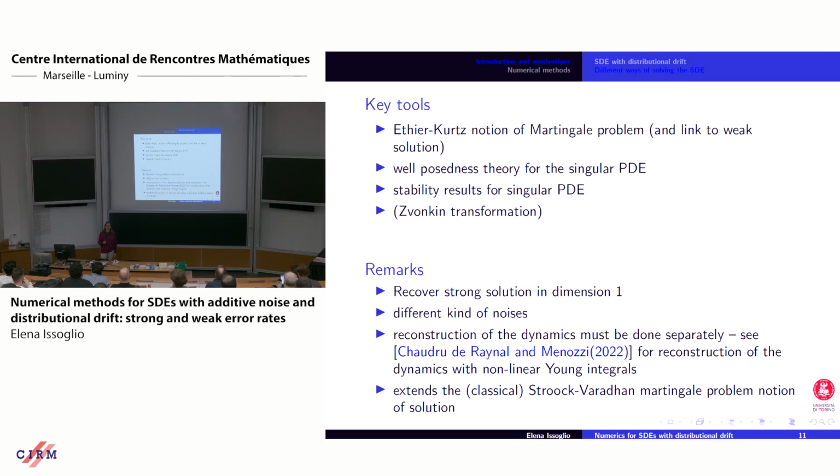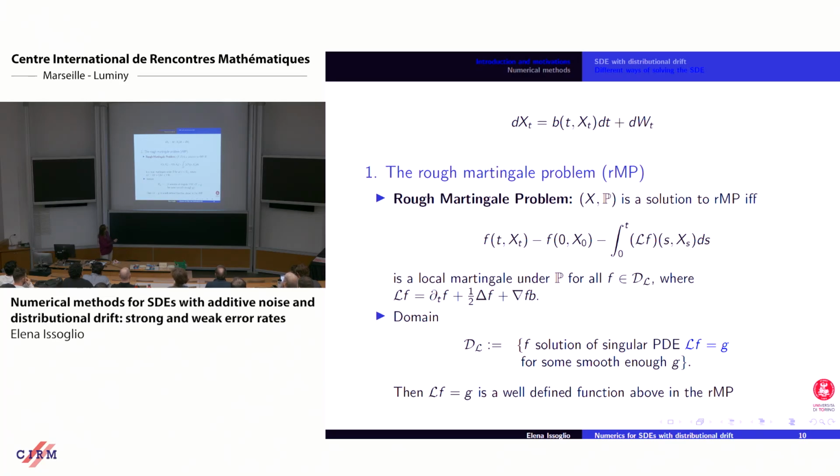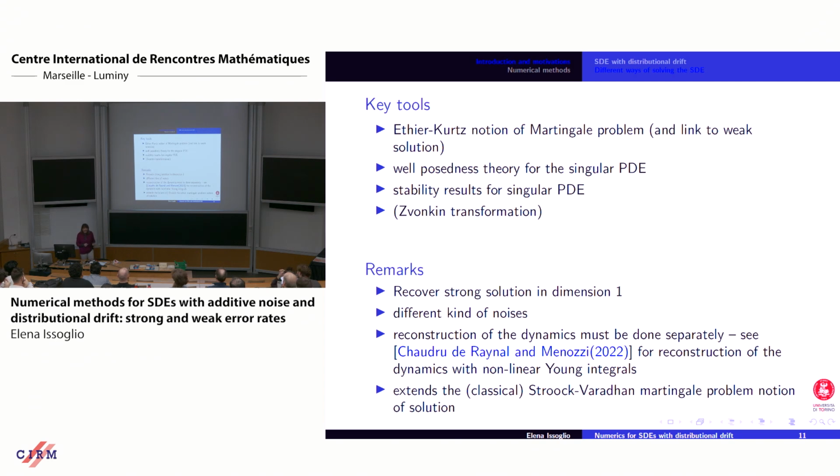So I defined my solution as, in fact, sorry, I go back. My solution is a couple (X, P), such that whenever I take f in D_L, this quantity is a martingale under P. So I don't have a dynamics, and this for numerics is not very good because you don't know what to simulate. So if you want, you can reconstruct the dynamics. For example, Chaudru de Raynal and Menozzi did it in their paper, where they have alpha-stable noise, using nonlinear Young integrals.